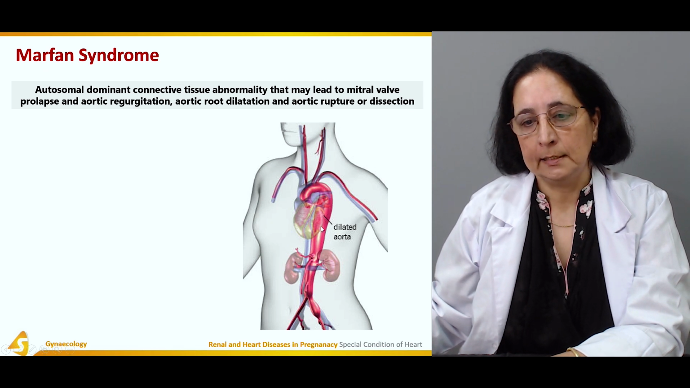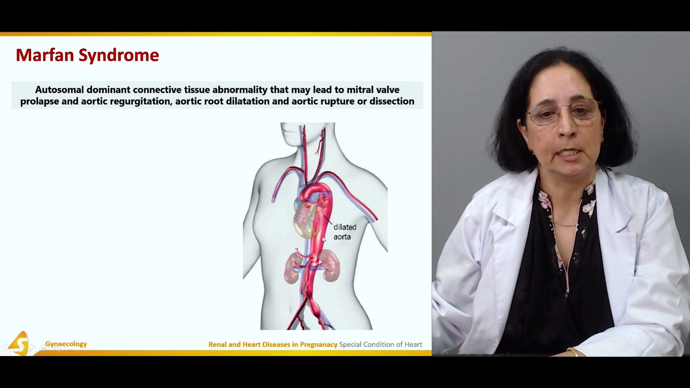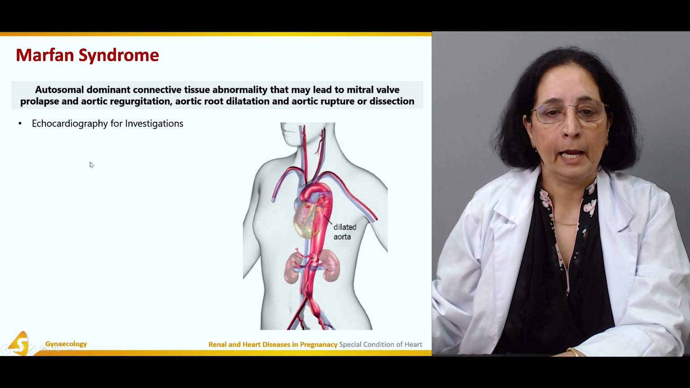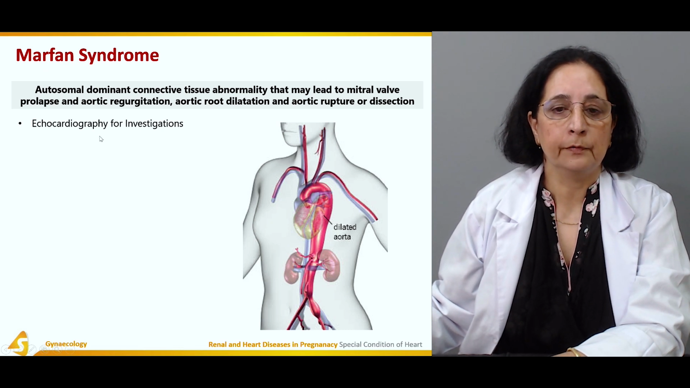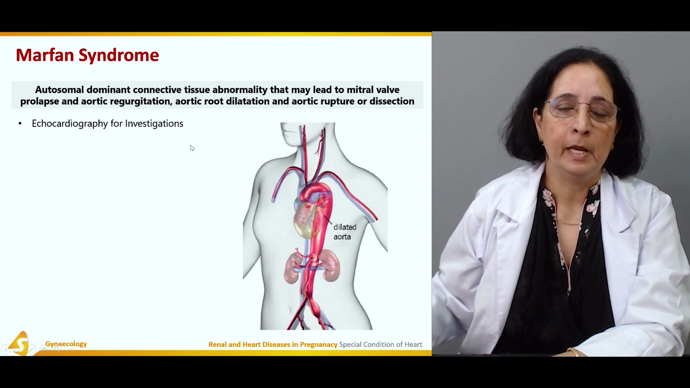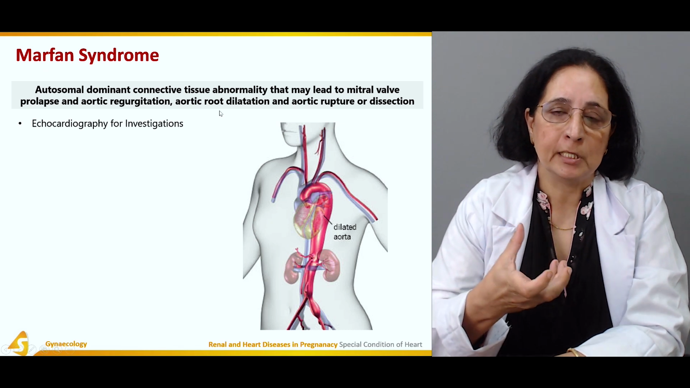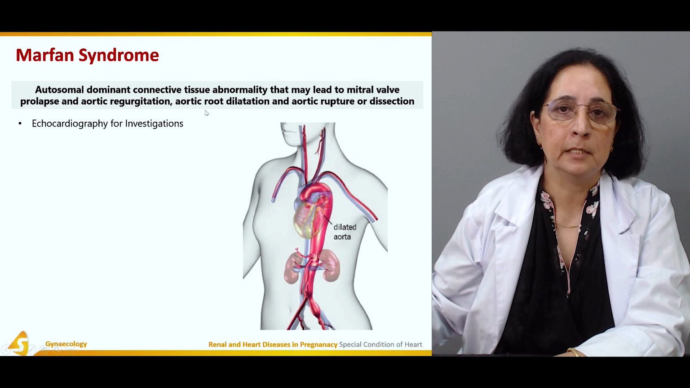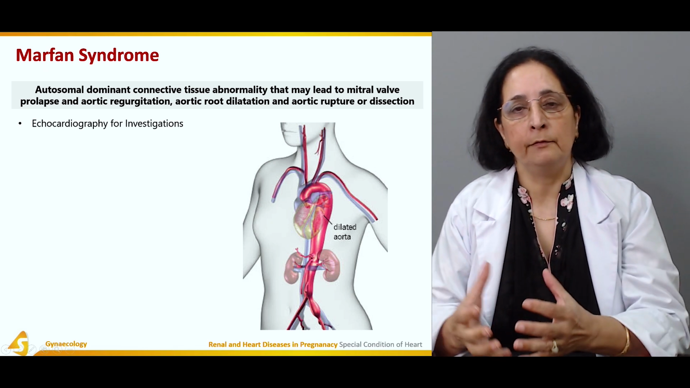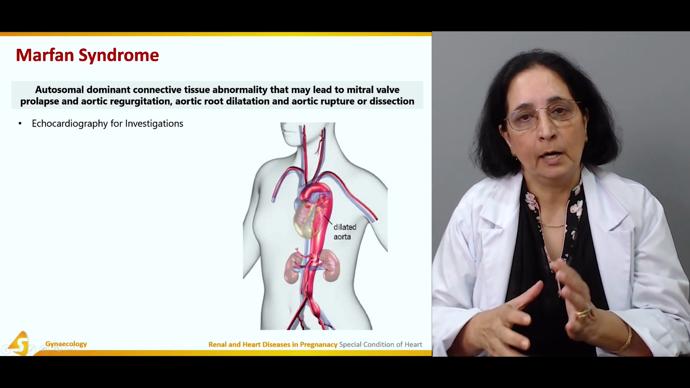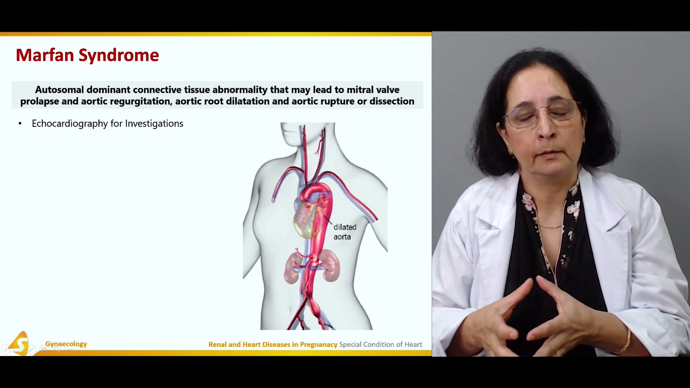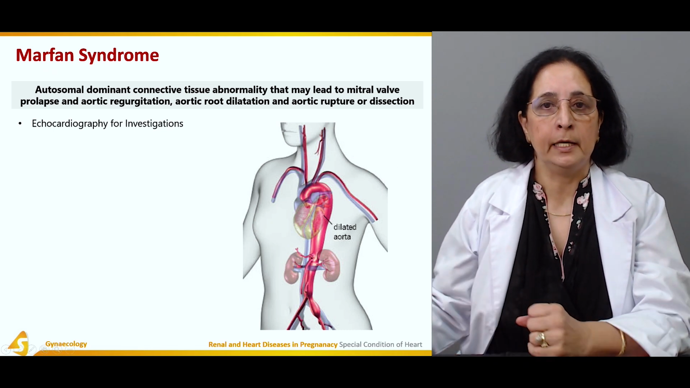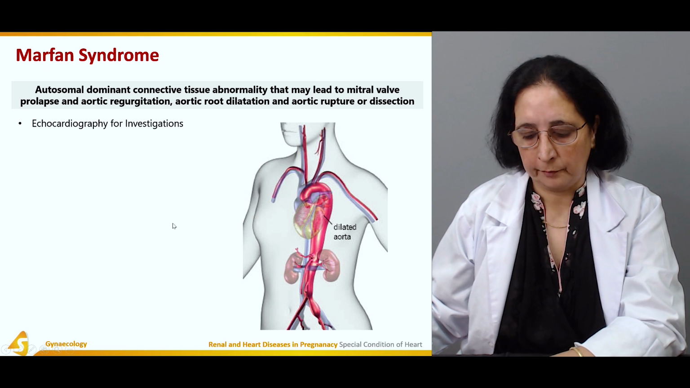Here, this is the dilated aorta. This aorta becomes dilated in Marfan syndrome. Echocardiography is performed for investigation. Echo is like an ultrasound of the heart, which gives all the information about the blood flow, any stenosis, and any prolapse or regurgitation.